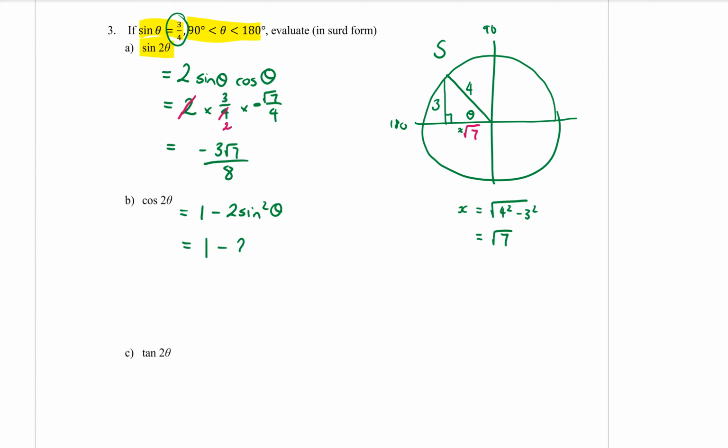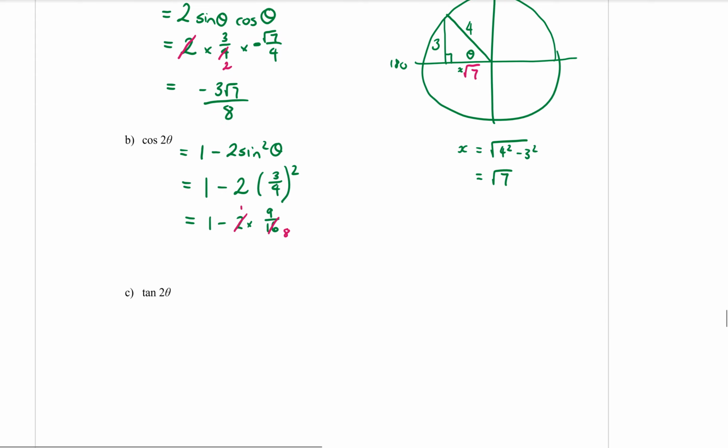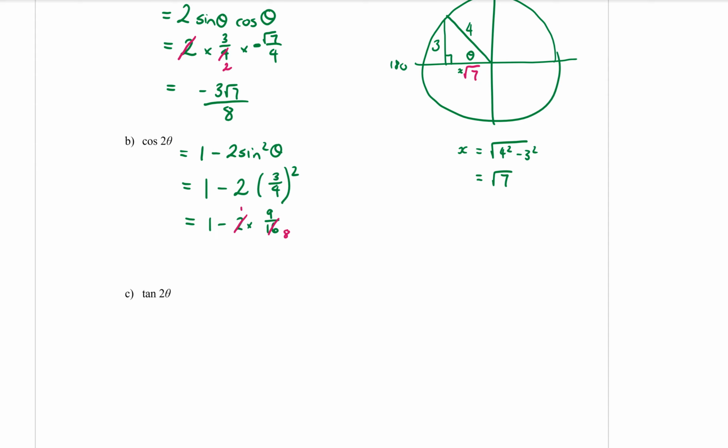1 minus 2 times sine theta, which is 3 over 4, and I just need to square that because it's sine squared. Now we just have to calculate it, keeping it exact. So squaring the 3 is 9, squaring 4 is 16, and timesing the 2, we cancel the 2. Your calculator will do all of this part for you, and will leave it as a fraction. And you will get 1 minus 9 over 8, or in other words, negative 1/8.